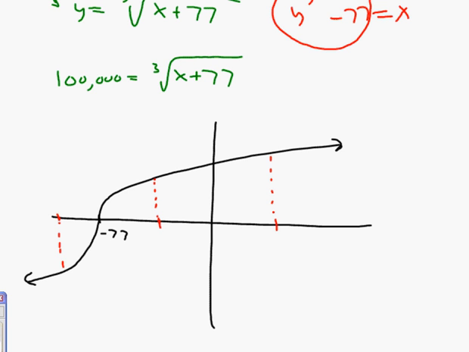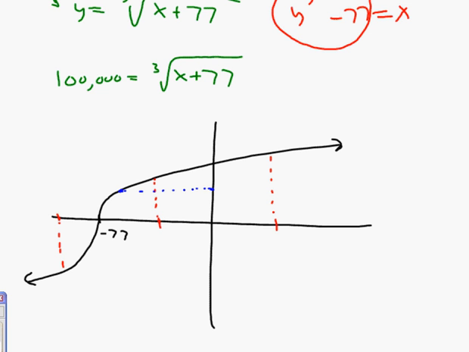For the range, you ask yourself, what y values does this graph actually reach? Well, you do that a couple ways. One thing you could do is say, all right, let's pick a y value. Suppose I pick this y value. Is there some point on the graph that goes with it? Yeah, look to the left, over here. There's that y value.